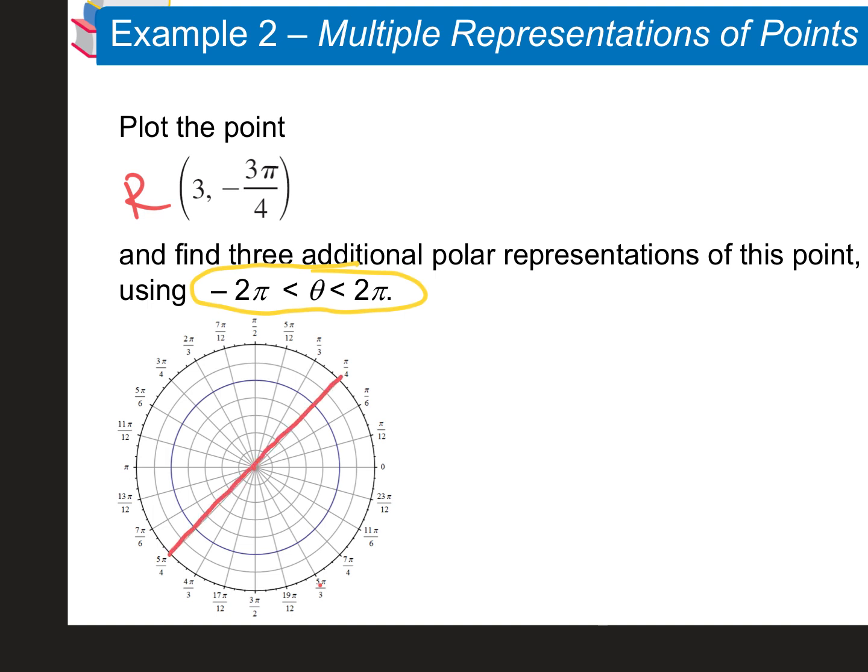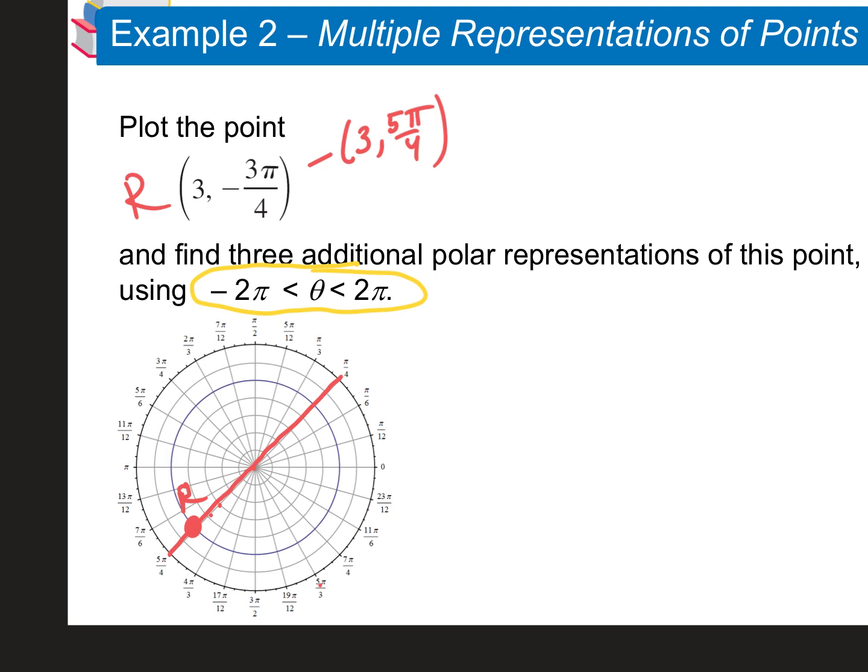All right, so let's think about different ways that I can write this point. Not only do I have 3 comma negative 3 pi over 4, I also have 3 comma 5 pi over 4. Does everybody agree? That's the exact same spot on my polar coordinates. So I'm going to go 1, 2, 3, 4, 5. There's my point R. Now let's think of all the different ways that we could write this. I could add one whole circle.